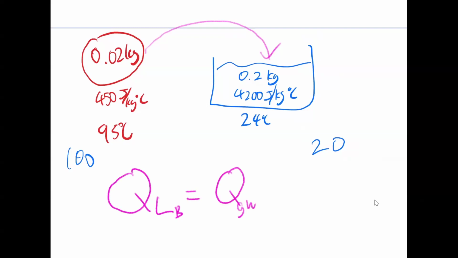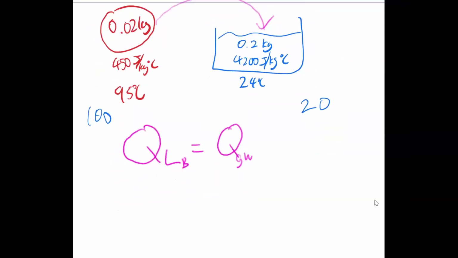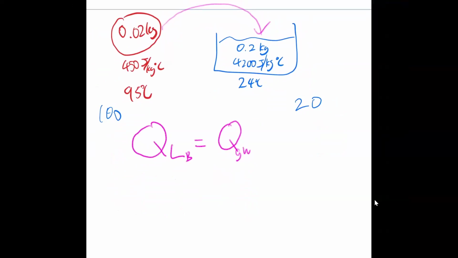If I place this ball into this water, this ball is obviously going to lose energy, right? Because it's high temperature, right? And the water is going to gain energy, right? So where does the ball lose the energy to? To the water, right? And where does the water gain energy from? From the ball, right? So I say that the energy lost by the ball is the energy gained by the water. This is the first information. Then from there, I start substituting my information in.